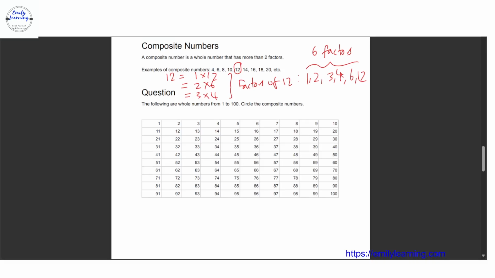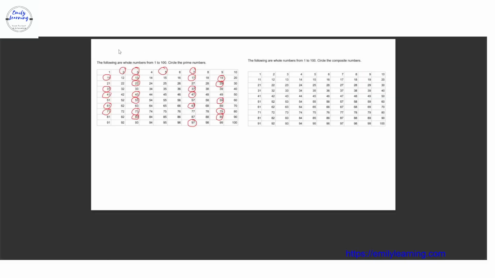Alright, so let's go through the answer. For this question, I want to put it together with the answers to the prime numbers that we did in the previous lesson. In the previous lesson, you were also given the numbers from 1 to 100 and asked to circle the prime numbers. In this question, you're asked to circle the composite numbers. So what do we know? We know that 1 is neither a prime number nor a composite number, so we will not circle it for composite numbers.